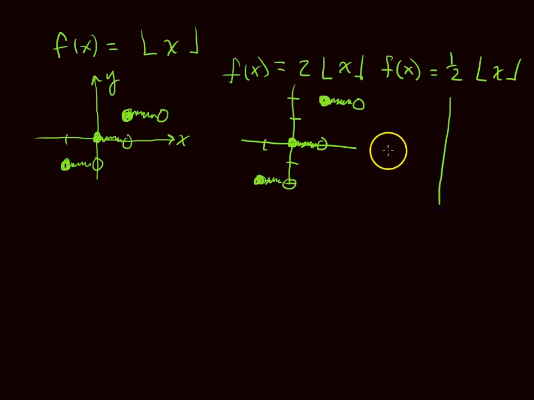So now, if this is 1, it just goes up. I'm sorry, first of all, the bottom step doesn't move. It goes up to 1/2 and down to a negative 1/2.